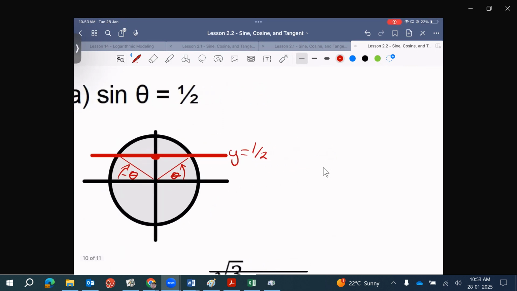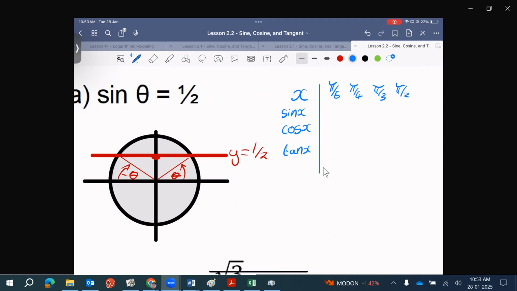Next, we move over to the exact value table. Let me pop the whole exact value table up. So we've got x, sine x, cosine x, tan x. We've got pi over 6, pi over 4, pi over 3, pi over 2. Sorry, I missed 0. So this gives us 0, 1, 0. This gives us a half, root 2 over 2, root 3 over 2, and then 1.